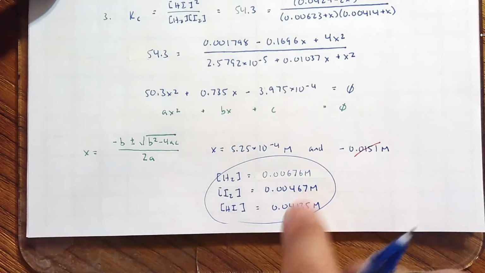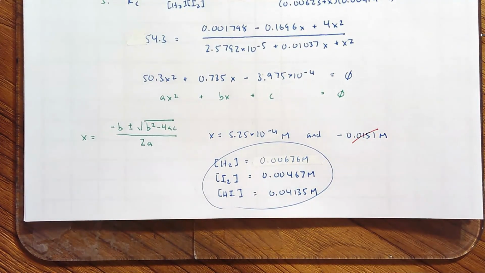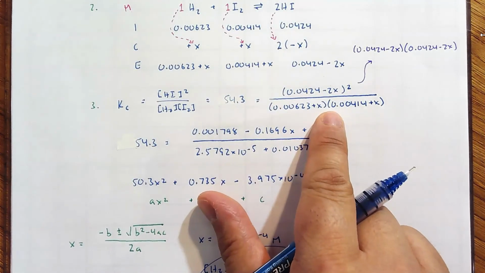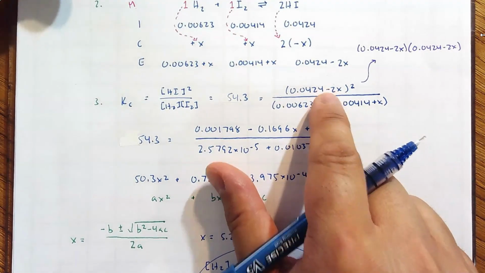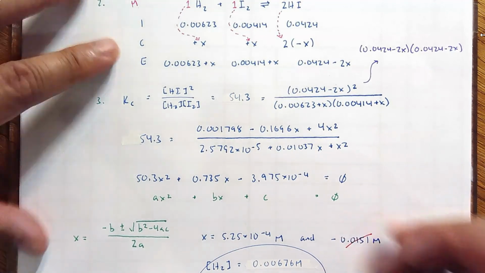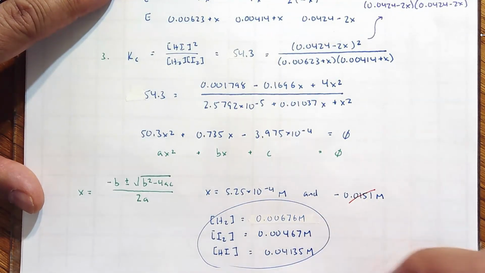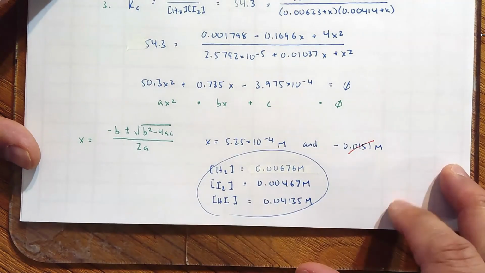Oh, you don't see that? Okay, that was difficult and time consuming because we had to go ahead and expand the denominator and the numerator, and then use the quadratic equation to solve for x, figure out which x makes sense, and then plug x into our equilibrium row to figure out our equilibrium concentrations.